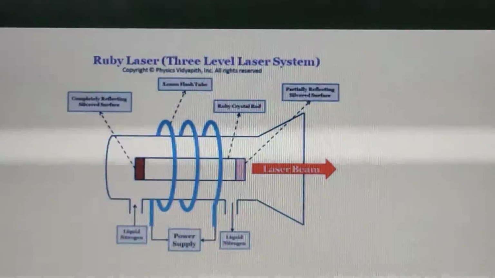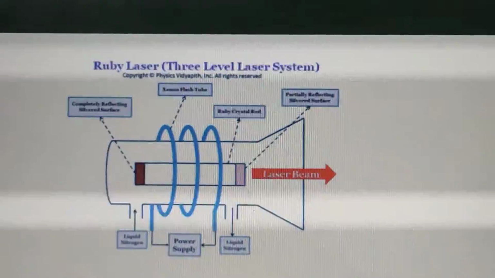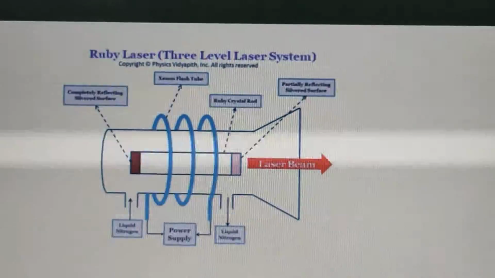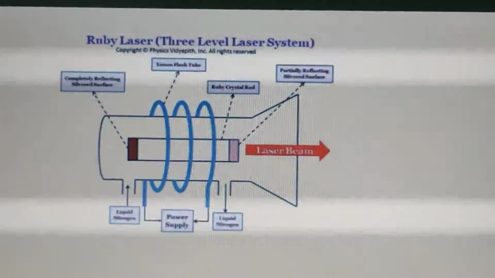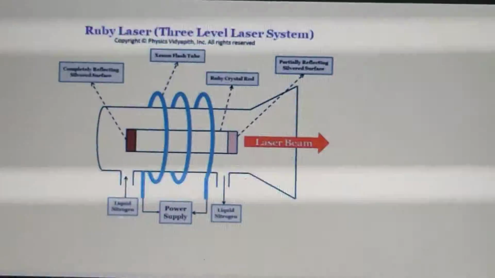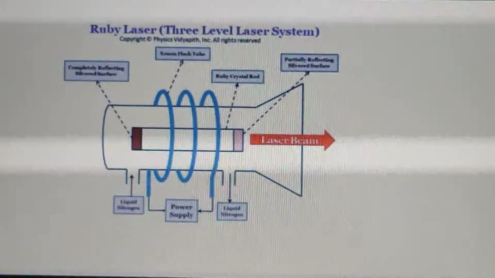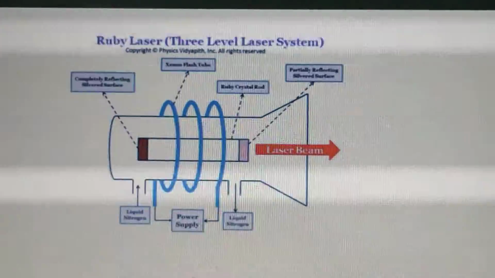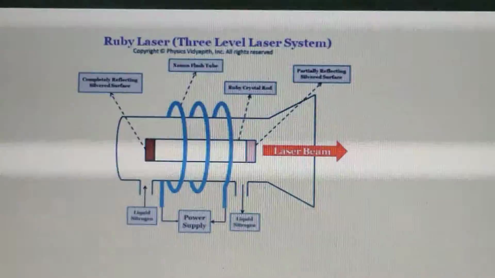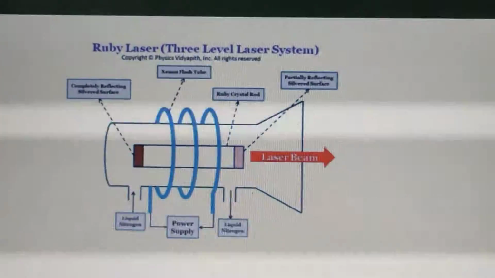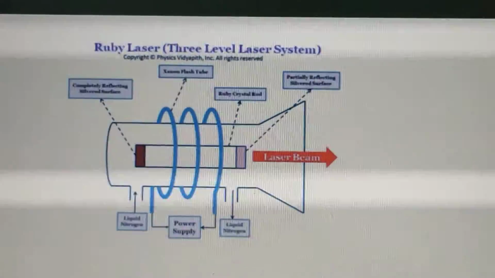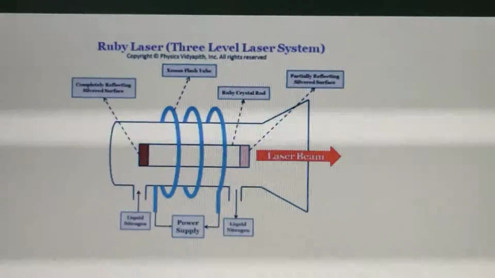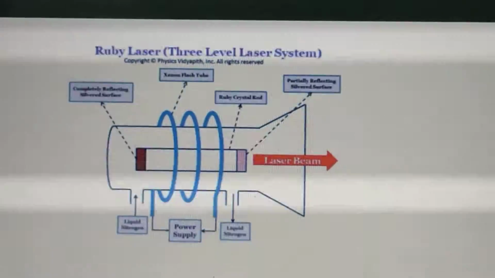So what are the advantages? Its output intensity is high. It has a high acceptance band compared to other lasers. What are the disadvantages? It gives pulsed output, so we do not get continuous output. We only get pulsed output. This is the drawback of the Ruby laser. And the second disadvantage is the efficiency is very poor.